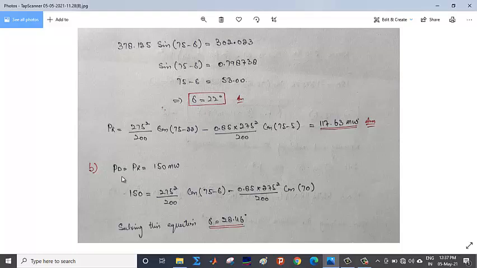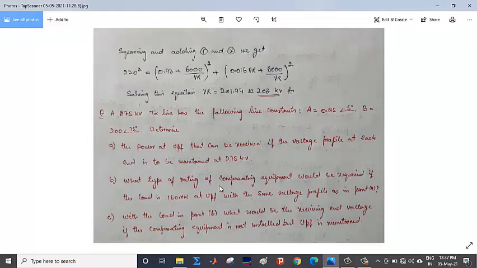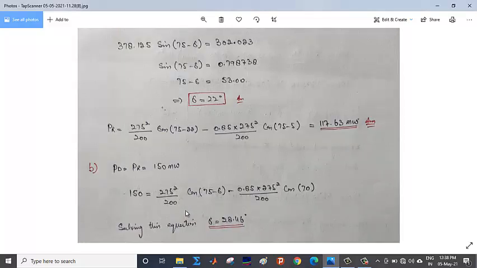Similarly, the second question is to find the compensating equipment rating if the voltage profile is the same as this and the load is 150 megawatt. So here it is given that the load is 150 megawatt. That means we have to use the same formula. The only variable here is delta. So you can simply calculate this delta by solving this equation, and this delta comes out to be 28.48 degrees.